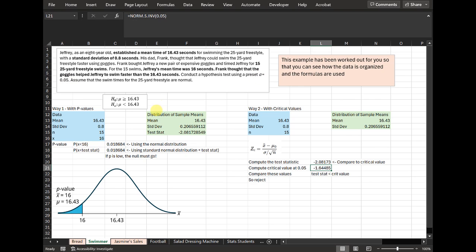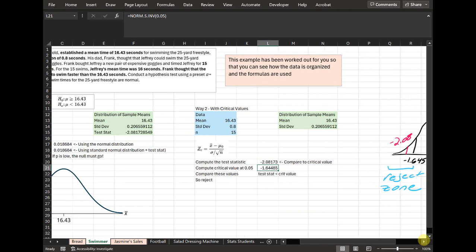We are talking about a left-tailed test, so I need to figure out what the z-score is for the bottom 5%. Notice that the function I use here is NORM.S.INV of 0.05. That's the amount of area that we're looking at, right? Looking at this, I have my critical value and my test statistic. We are clearly in the standard normal distribution.